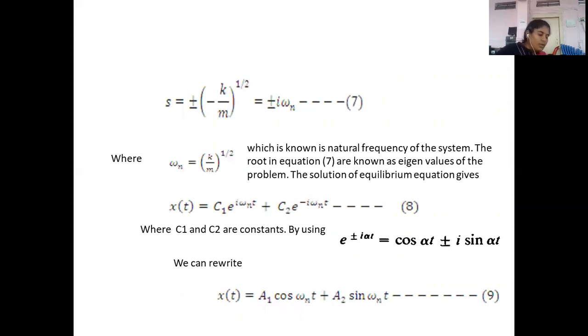Okay. So put these two values in the equation number 8 and solve the equation. And the last equation will come as x of t is equal to A1 cos omega n t plus A2 sin omega n t.